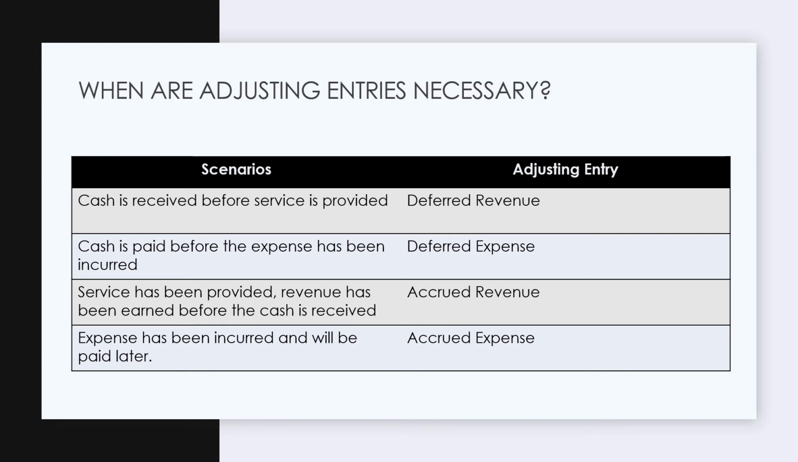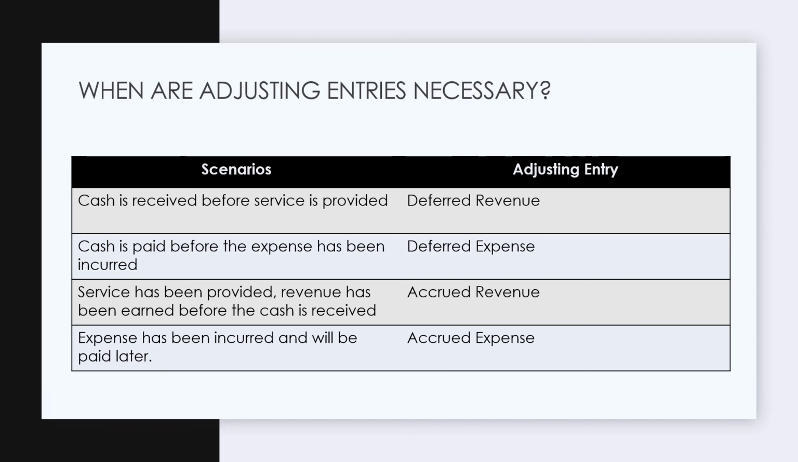Accrued revenue is when the service has been provided and the revenue is earned before the cash is received, and this is also known as a receivable. Service revenues are accrued revenues as the service has been provided and the revenue has been earned, but the cash is received after the service has been provided.